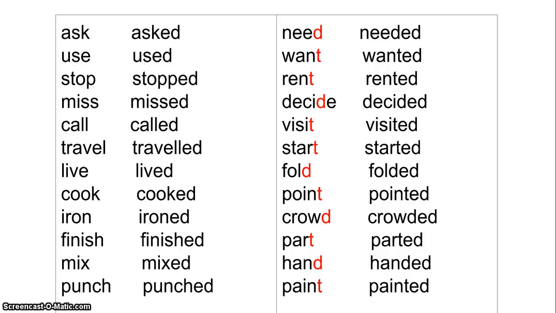So let's take a look at these two groups of regular verbs, and I'm going to pronounce the verbs on this side, both the base form and the simple past form, and I want you to notice how much difference there is between the two. And I think you're going to see, or rather hear, that there's just a very little difference between the two. So, first one, ask, asked.